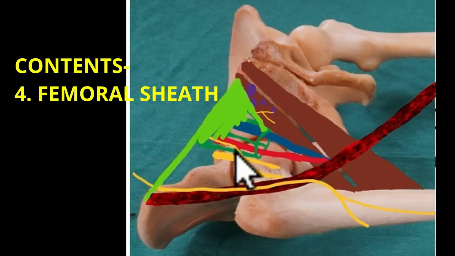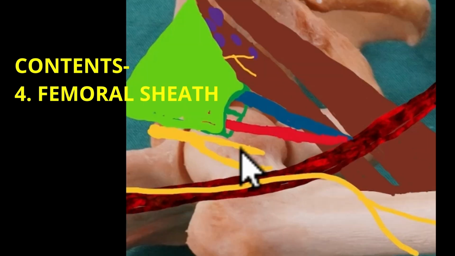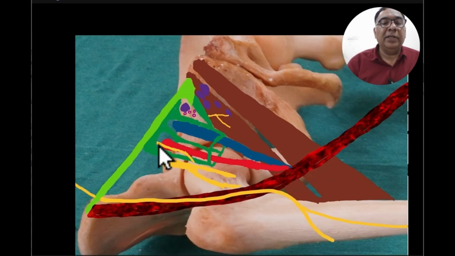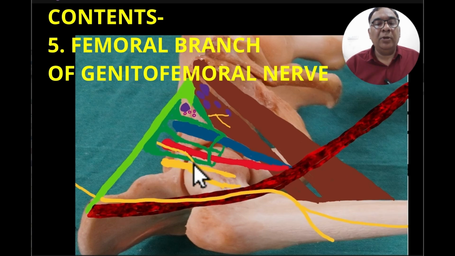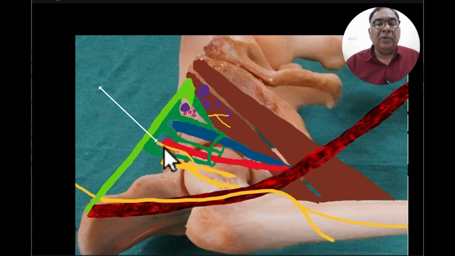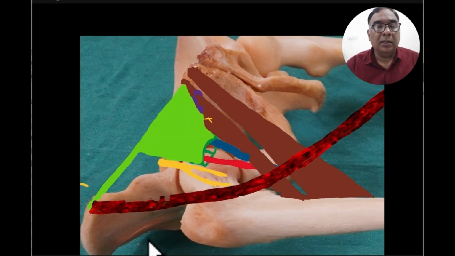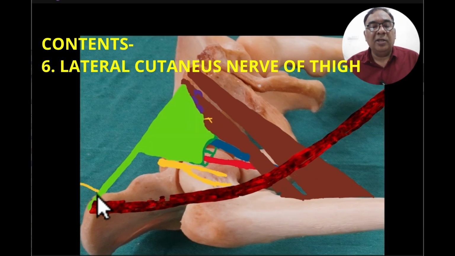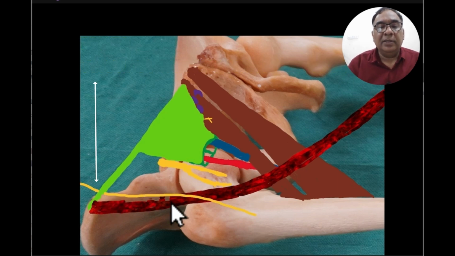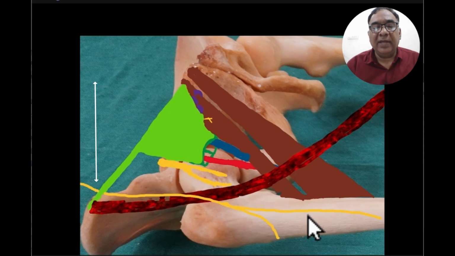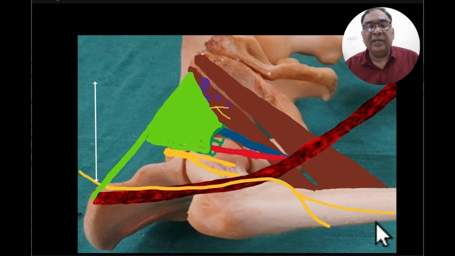Here the femoral sheath encloses the femoral vessels and the femoral branch of the genitofemoral nerve. This is the femoral branch of the genitofemoral nerve. It runs along with the femoral artery, and after a short course in the femoral sheath, it pierces the anterior wall of the femoral sheath and gives nerve supply to the skin over the femoral triangle. Next content is the lateral cutaneous nerve of the thigh. It runs downward, passes deep to the inguinal ligament, and here it divides into 2 branches, anterior branch and posterior branch, and the anterior branch gives nerve supply to the anterolateral aspect of the thigh.